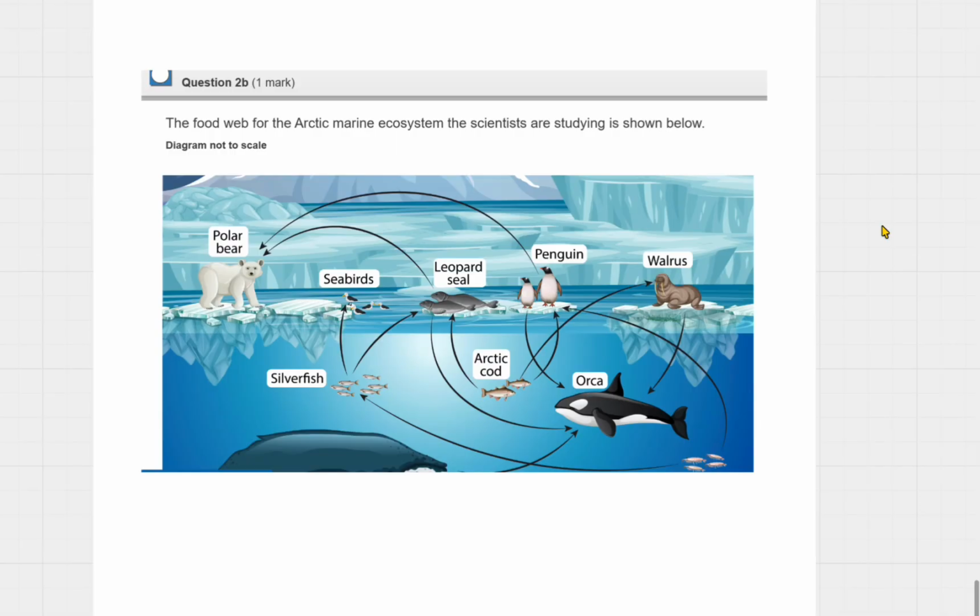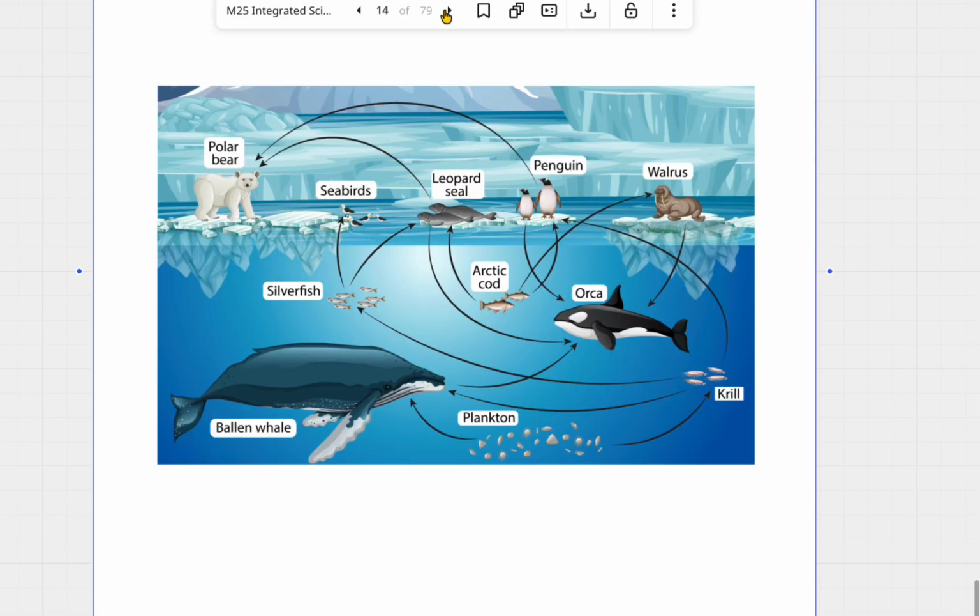Now we have question 2B. Let's just read it. The food web for the Arctic marine ecosystem the scientists are studying is shown below. And we have an image given down below for our reference. Let's just look at it. We see multiple organisms, so let's just move on to the question and see what they're asking. This is the diagram once again. I think we can just look at this image after the question for our reference.